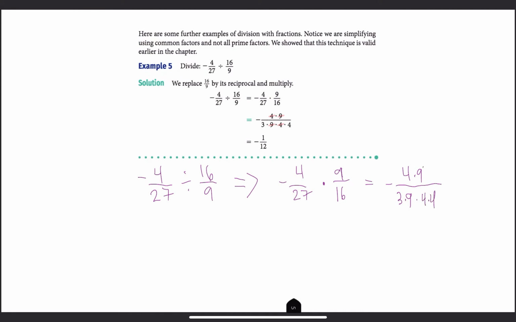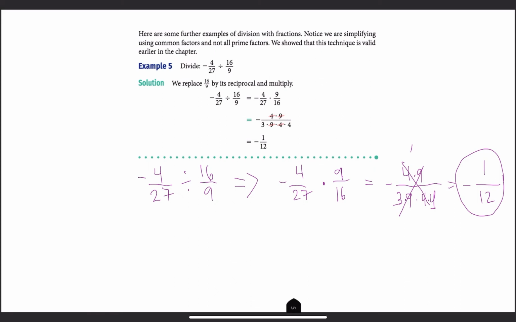And this helps me to see that 9 divided by 9 is 1, and 4 divided by 4 is 1. So that's negative. And I have a 1 on top, because when everything cancels, there's still a 1 on top. And I have 3 times 4 on the bottom, so 3 times 4 is 12. So negative 1/12.